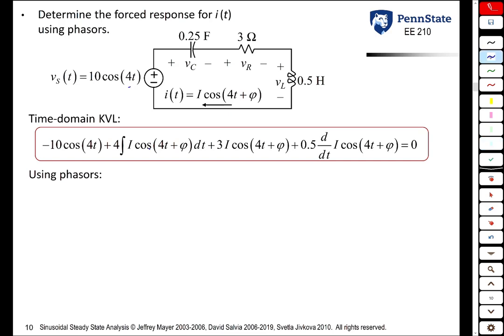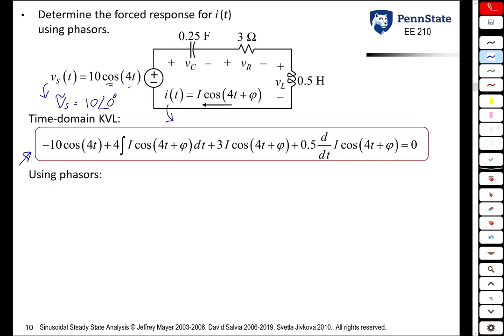If you go back a few pages, you saw that we had this integral differential equation representing the KVL voltage drops for the circuit. Let's convert everything to its phasor equivalent. First off, this time domain signal Vs of t has a phasor value of what? From inspection, because it's a cosine already, it's just 10 at an angle of 0 degrees. Notice the fact it's 4 radians per second doesn't show up at all in that phasor.